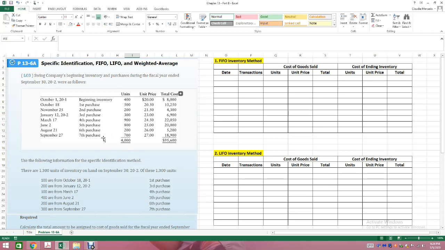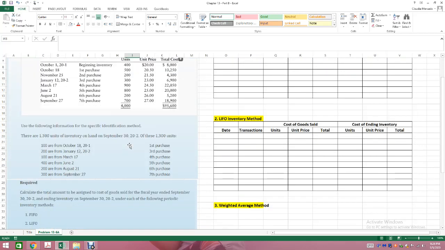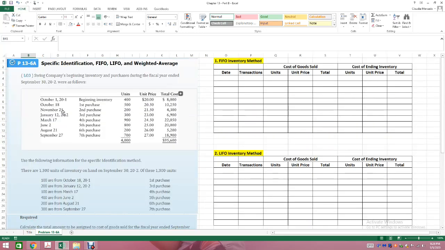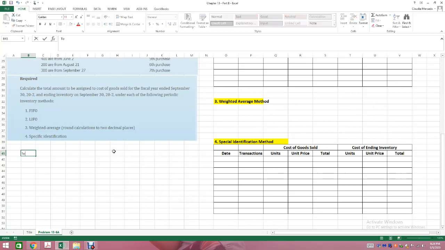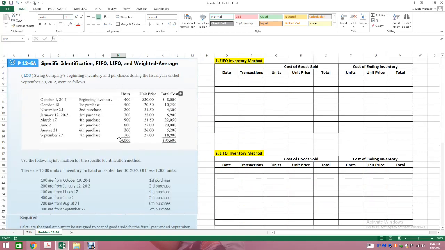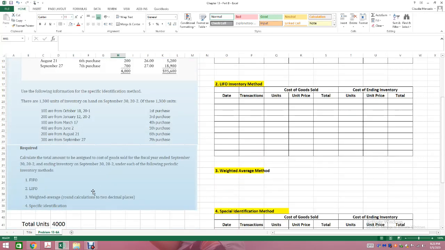So, the first thing we need to know, okay? We started off with 4,000 units. Total units are 4,000, okay? Now, let me make this a little bit bigger. That way y'all can see it a little bit clearer, okay? So we had total units of 4,000. That was given to you right there. And then they're telling you that you have 1,300 remaining. You have on hand 1,300, okay?